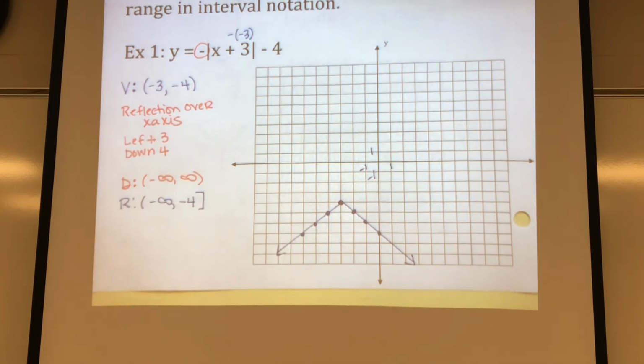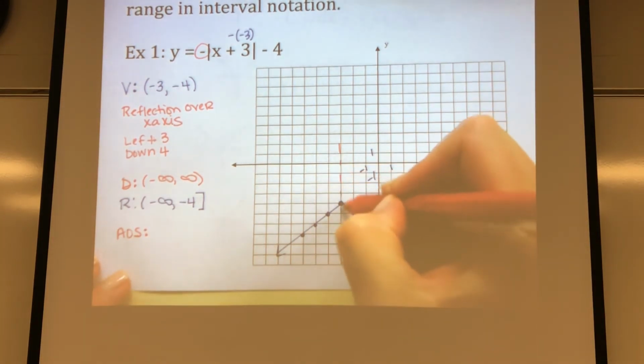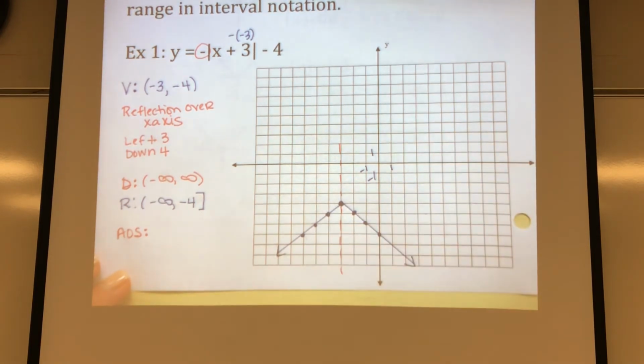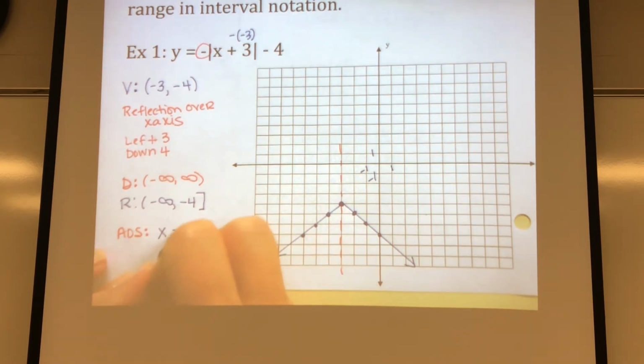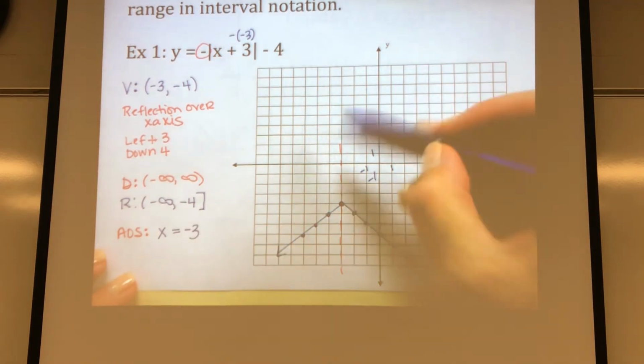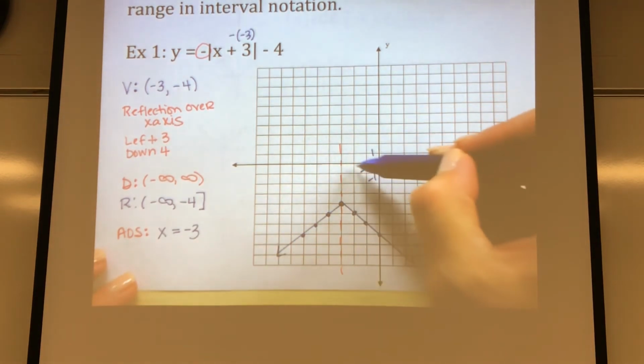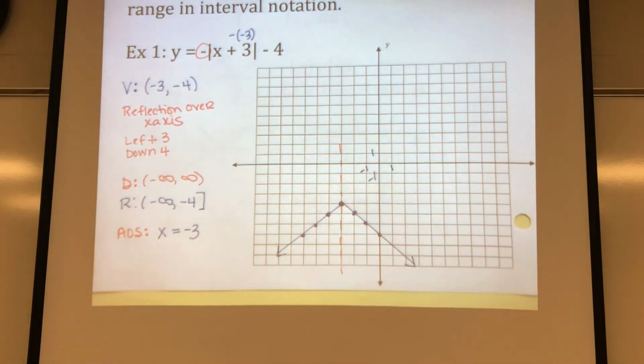Now the other important piece of information that we talked about briefly up above was the axis of symmetry. The axis of symmetry is this imaginary line that goes right down the middle of your absolute value function, same on either side. And the equation for it is always x equals h. So in this case, our axis of symmetry would be x equals -3. So this vertical line here goes through the x-axis at -3.